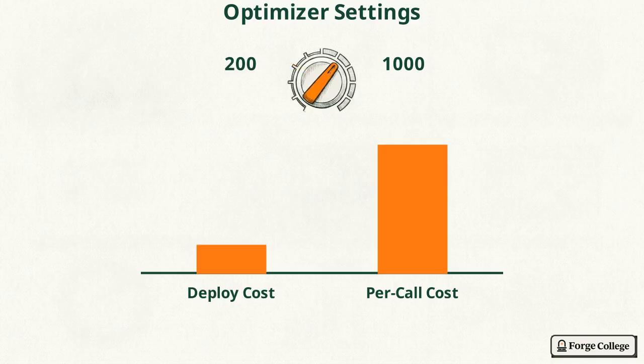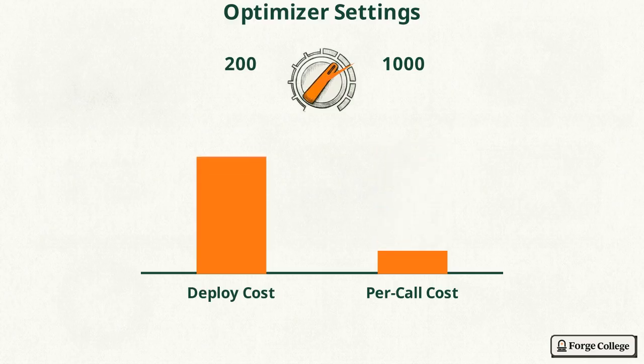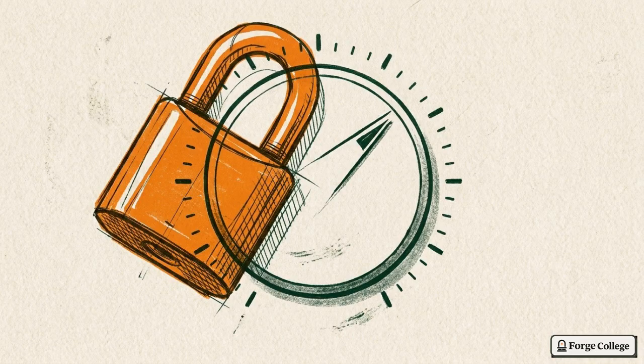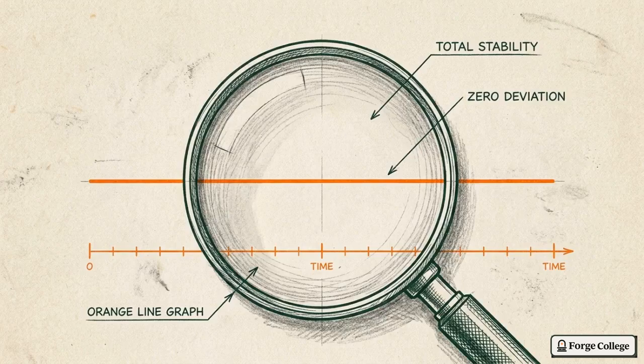On the flip side, if you crank that dial up to 1,000, the robots spend extra time meticulously polishing the code. Watch the chart reverse. Your deployment cost shoots up, but the per-call cost shrinks to a sliver. It becomes highly aerodynamic, saving your users gas on every single transaction, forever. Locking in these optimizer settings in your config file means your code builds exactly the same way every time you run it. That predictability is essential when you're auditing your code or benchmarking your gas costs.